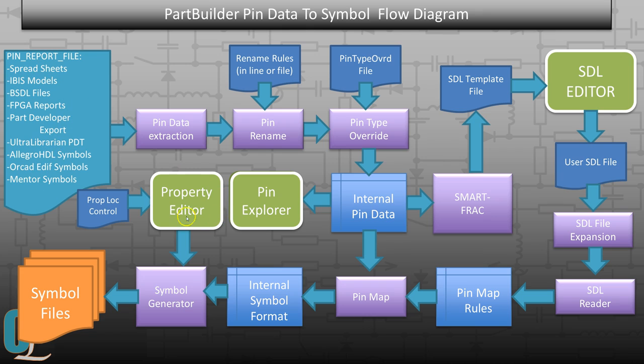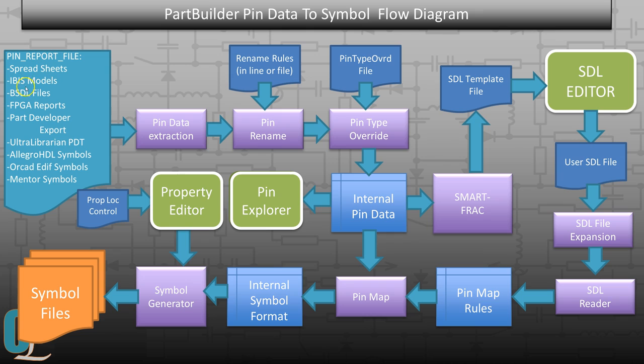A couple of things. These things highlighted in white and green, the property editor, the pin explorer, and the SDL editor, are interactive GUIs that can pop up in the tool that we can do things with. With the property editor we can set up and create the property values. The SDL editor we can use to take the SDL template file, change it, and save it as a user SDL file. And the pin explorer, just for clarity, can open up the internal pin data and let us look at it. It can also help us build rename rules and the pin override type file. We're going to assume those are set up already.